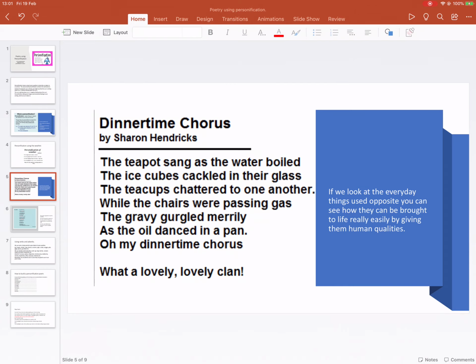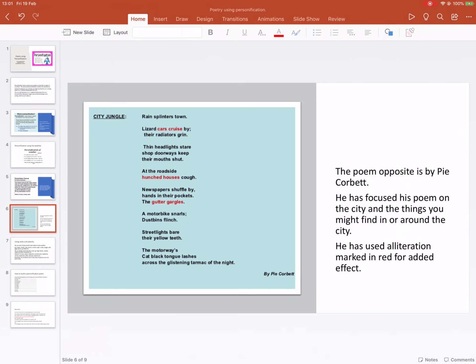The next poem is by Pie Corbett. He's focused his poem on the city and the things you might find in or around the city. And he's marked alliteration in red for added effect. So he's used alliteration in red: cars, crews, hunched houses, gutter, gargles. I'm just going to read this one to you. It's called City Jungle.